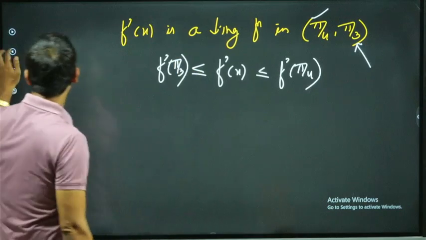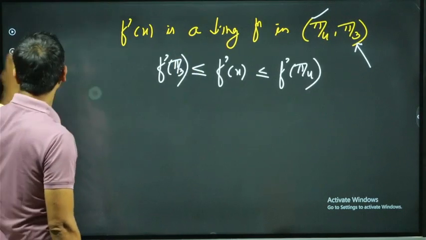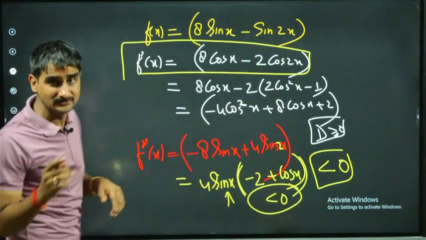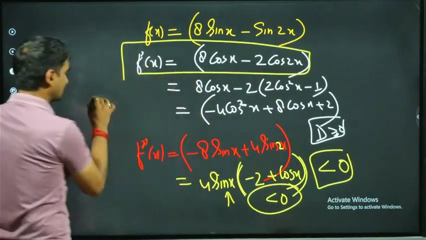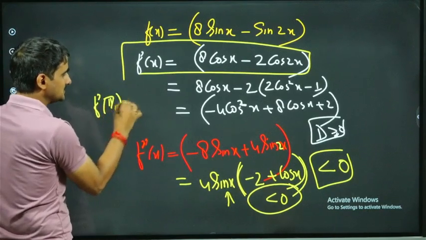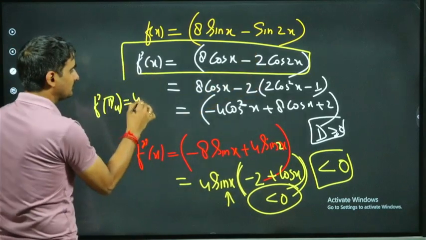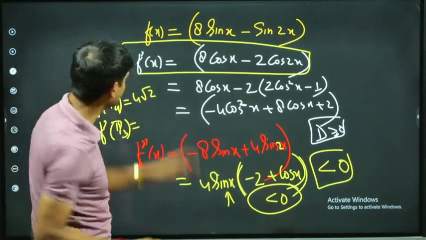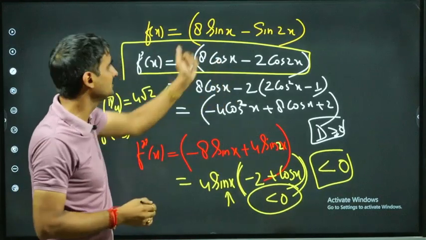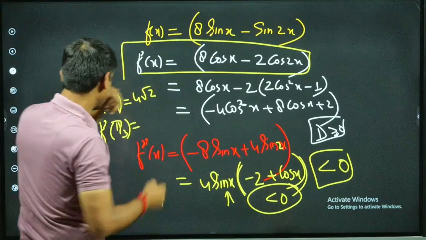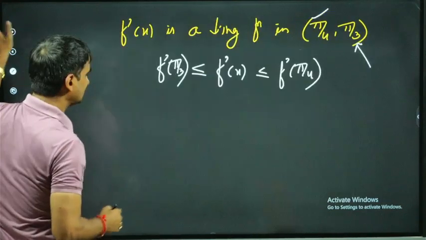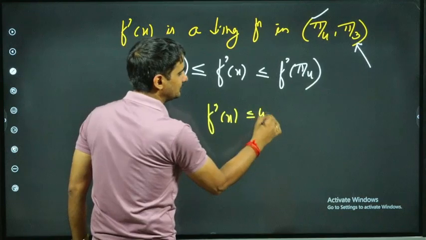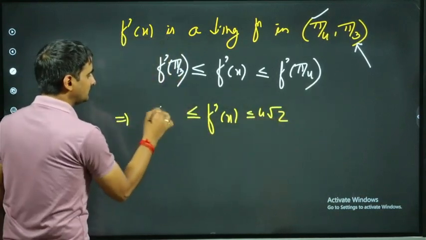Isn't that, bacho? So now what was f dash? So f dash was, just a minute, yeah, f dash was 8 cos x minus 2 cos 2x. If I put pi by 4 here, let me just quickly evaluate here itself, so I don't have to change again and again. So this is 4 root 2, and if I evaluate f dash at pi by 3, the value of this derivative at x equal to pi by 3, you will get 8 by 2, which is 4, and 2 cos 2 pi by 3 gives minus plus half, so it will be 5, isn't that? So I can write f dash x is less than or equal to 4 root 2 and greater than or equal to 5, isn't that?